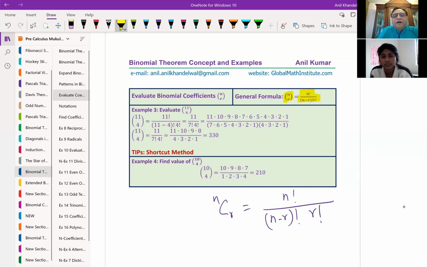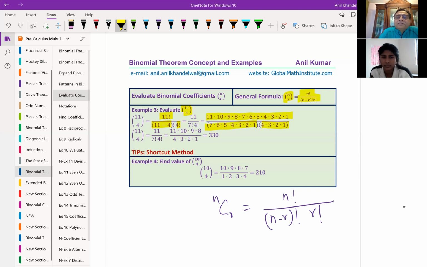Let's take an example and evaluate the value of 11C4. Now, 11C4, when we use the formula, is 11 factorial in the numerator, then in the denominator, (11 minus 4) factorial times 4 factorial. Now, 11 factorial really means what? 11 times 10 times 9 times 8 times 7 times 6 times 5 times 4 times 3 times 2 times 1. That is what 11 factorial is. And 11 minus 4, that is 7 factorial, is the numbers 1 to 7 multiplied. And 4 factorial is the product of 4, 3, 2, 1, correct?